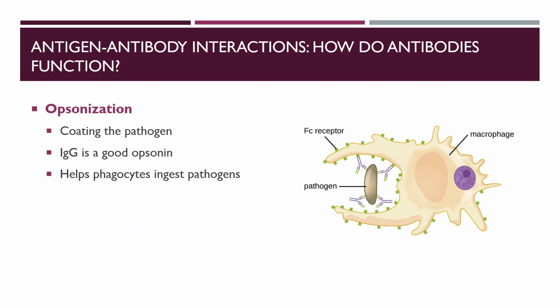Opsonization is coating. Remember, this is the sugar coating that I was talking about before. IgG is a good opsonin, and it helps the phagocytes ingest the pathogens. So it basically puts this nice crunchy sugar coating on the outside. It's not really a sugar coating, but we're just going to pretend it is, and it makes it attractive to the phagocyte so that it goes after it.